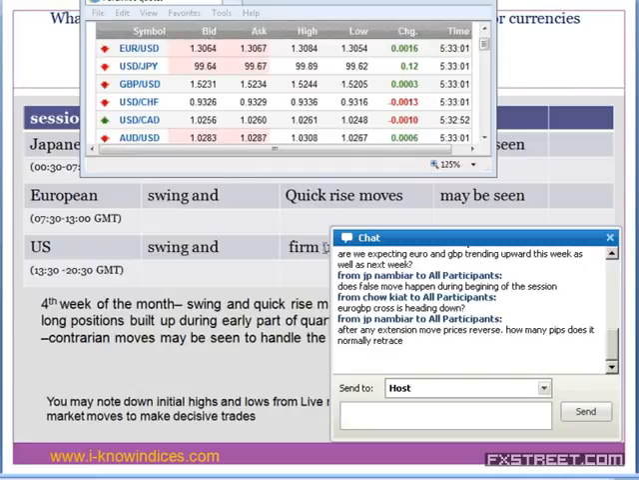Next week also, the uptrend is expected to continue. Next month, more aggressive gains are expected in the market.